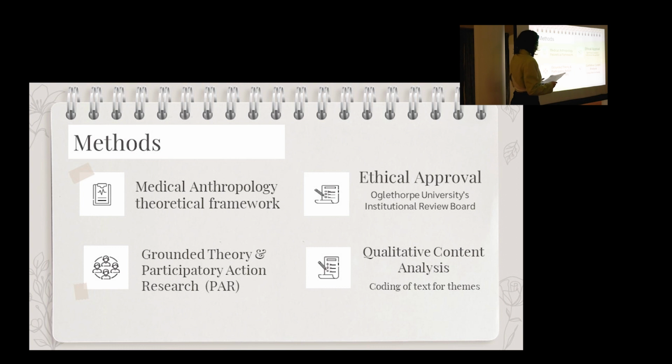I also use participatory action research, or PAR, which allows participants to feel that they are advocates in their community, and it allows them to formulate their accounts and their explanations on how to solve an issue within their community. I received ethical approval from Oglethorpe University's Institutional Review Board before I traveled to Mexico City, and I used qualitative content analysis through coding the text of each of their responses to look for key themes.